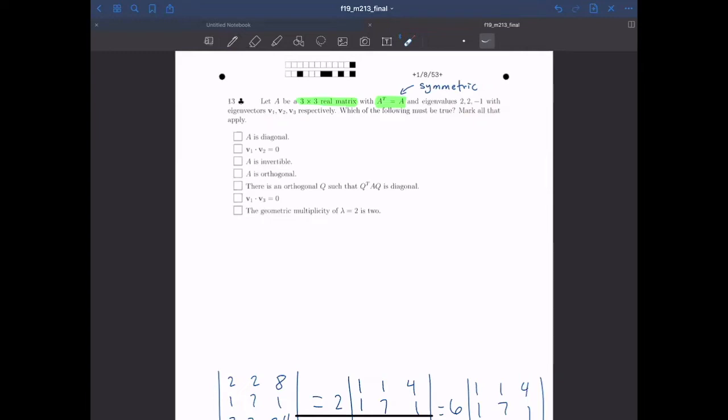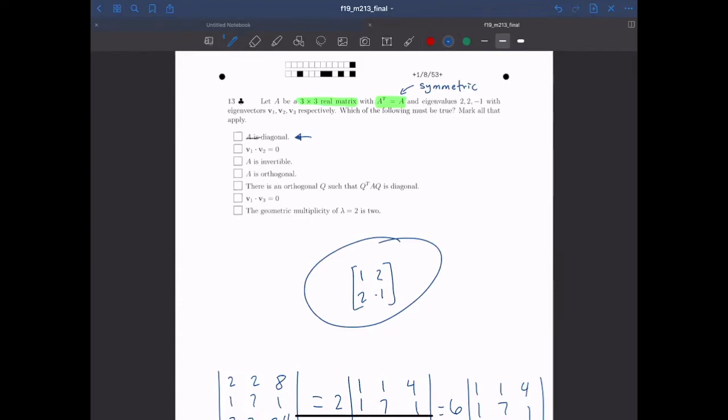So let's see which ones must be true. The first one, A is a diagonal matrix. Does that have to be true? No, it definitely doesn't. For example, I could give you a symmetric matrix that definitely isn't diagonal. This would be an example, okay? Symmetric matrices don't have to be diagonal, so this one is false.